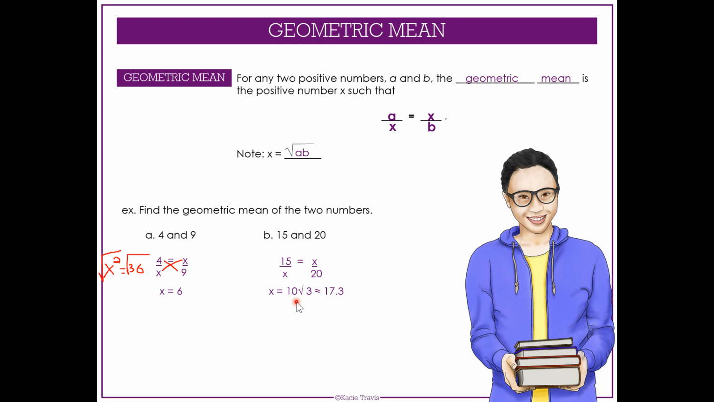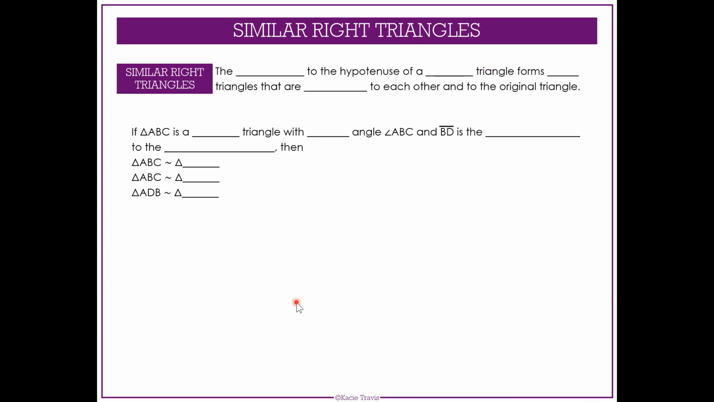So let's take a look at some new stuff with similarity. Similar right triangles: the altitude to the hypotenuse of a right triangle forms two triangles that are similar to each other and the original triangle. That is quite a lot of stuff to see the first time.